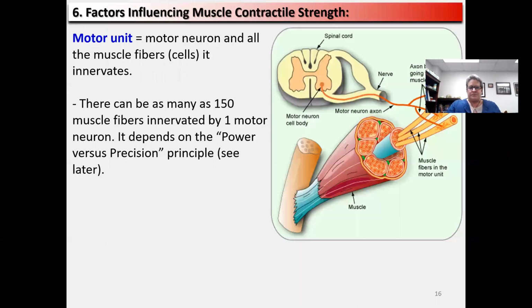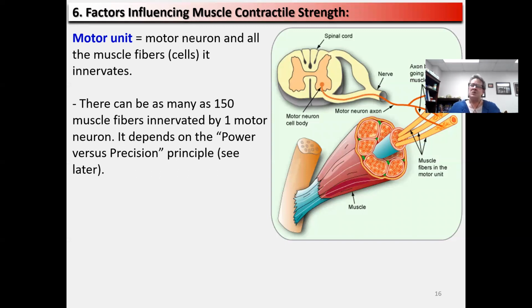Okay, so today we're talking about what affects muscle contractile strength. And we talk about this because the laboratory that we ran this week was looking at muscle contractile strength and how it differs between your non-dominant and dominant hand, how it differs between your fingers. And then we looked at muscle fatigue when we looked at contractile force over a long period of time.